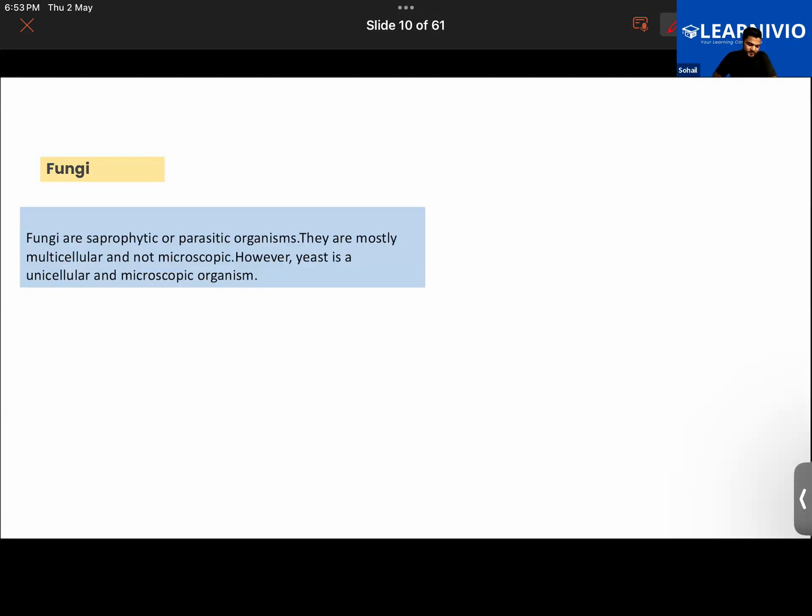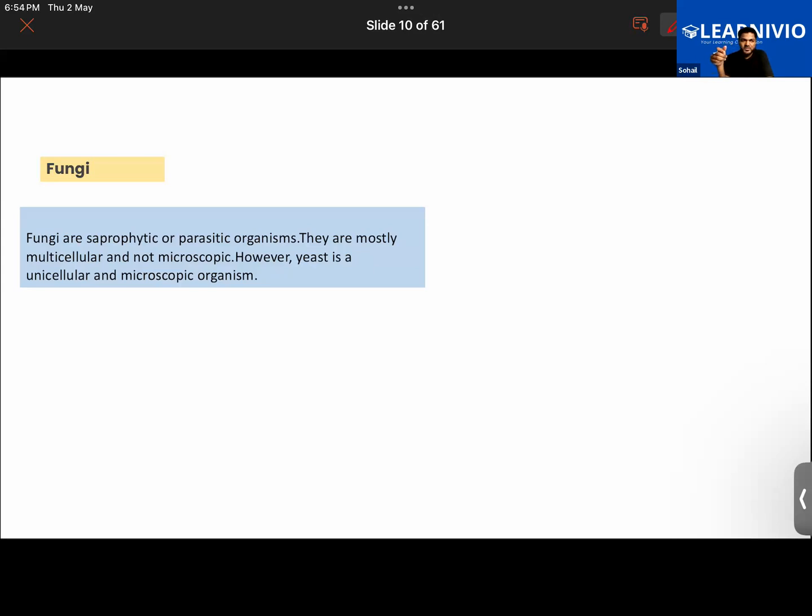Fungi are saprophytic or parasitic organisms. They are mostly multicellular and not microscopic. However, yeast is a unicellular and microscopic organism. Let's try to understand this. You all must have seen bread mold, when bread expires and gets infected with fungus. Or you might have used yeast powder in the kitchen while preparing some bakery food.